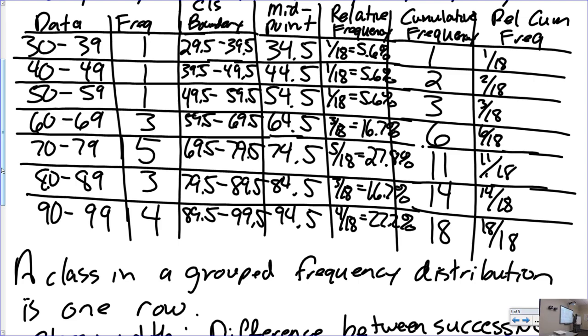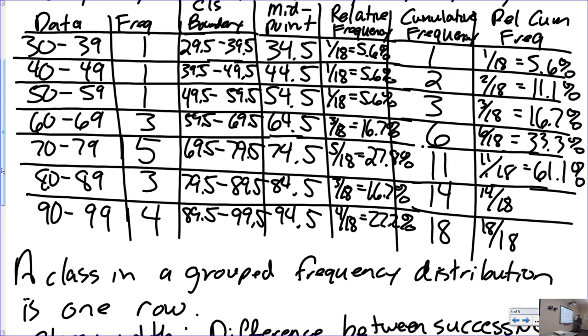So if you want, you can slap up here 5.6%. 11.1. Yeah. 16.7. That's 33.3. What's 11? I have no idea. 61.1. And 14. 77.8. And obviously, once you get to your 18th, because that's everything, you're back at 100%. The relative cumulative frequency is the relative for the cumulative frequency column.